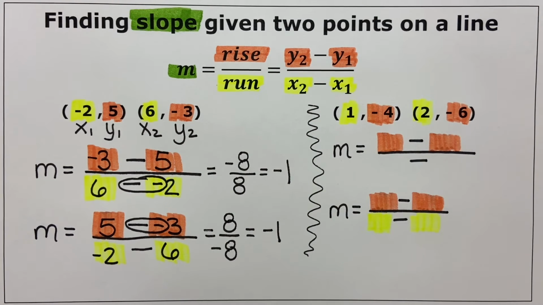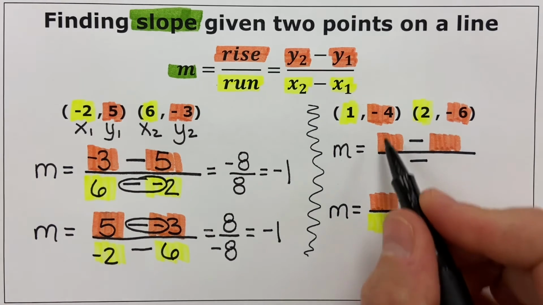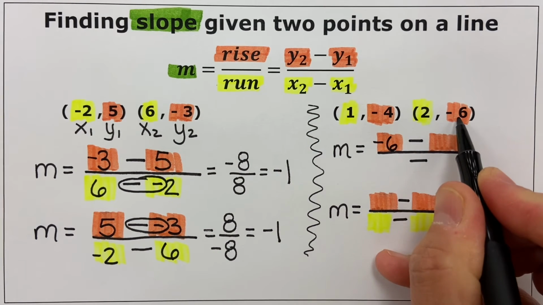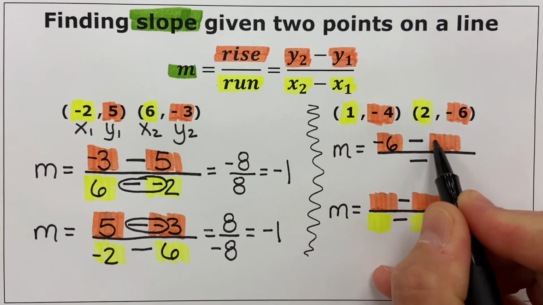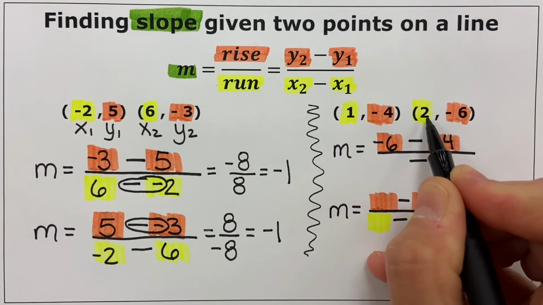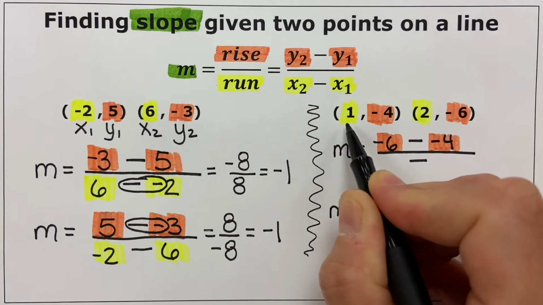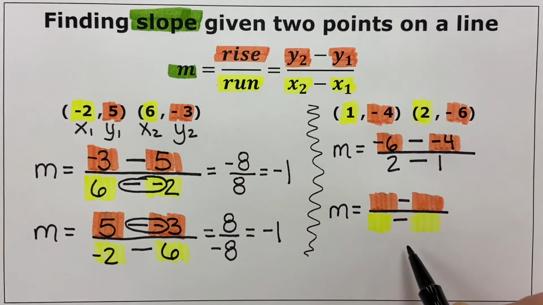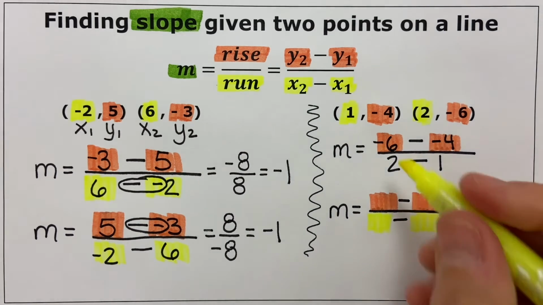I'd like you to see one more time that it does not matter which y I start with. So if I follow the formula, I might have -6 subtracting the other y, so minus -4. And then since I started with -6, I'm going to have 2 and then the 1. So 2 minus 1.